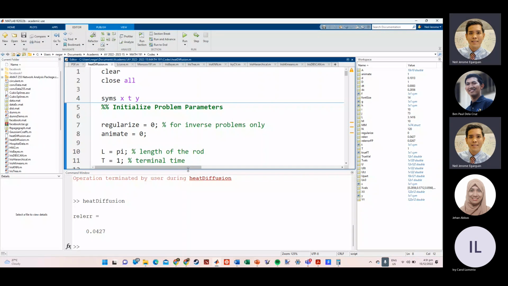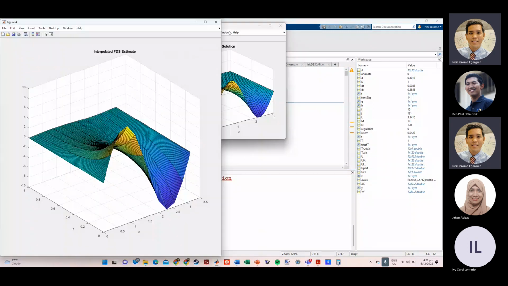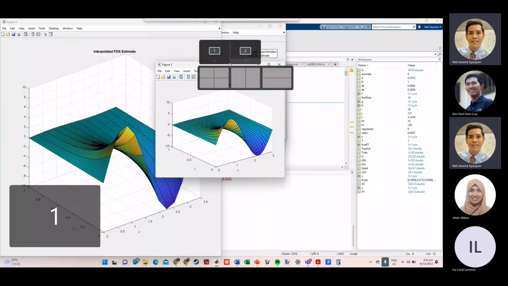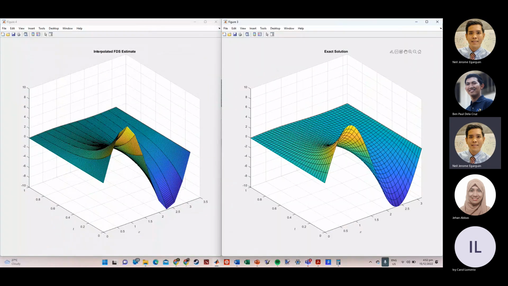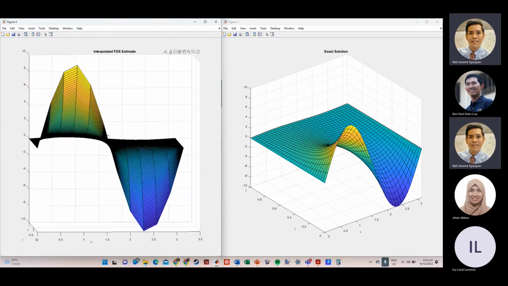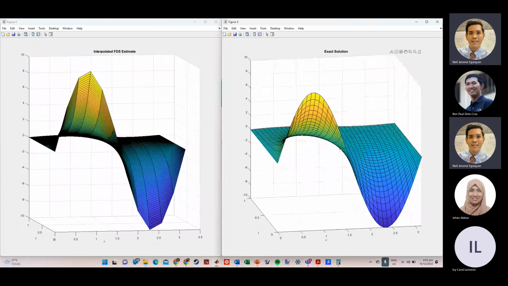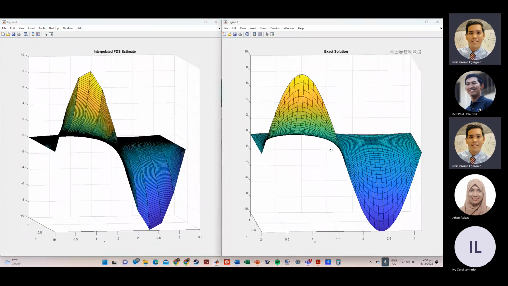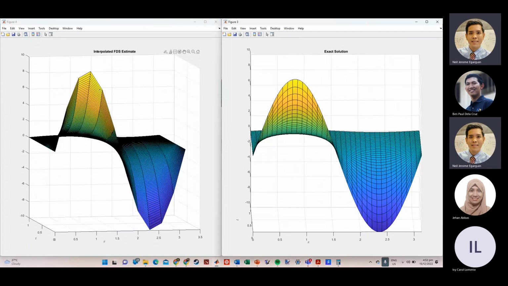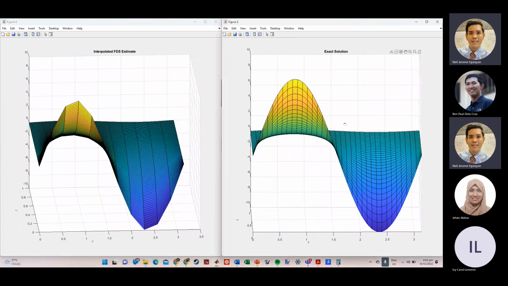This is what I will see. This is the three-dimensional plot of the interpolated estimate from the FDS. And this is the exact solution. So you see here that they look similar. You can play with it, rotate it, and look at slices. The solution is understandably smooth, all right? But our approximate solution is a bit jagged, right?